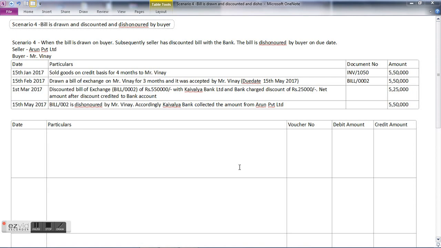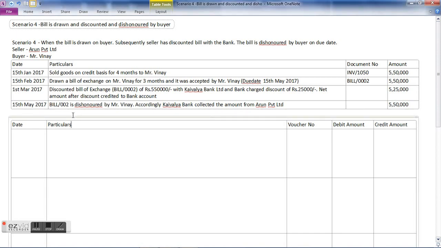Then on 1st March, discounted bill of exchange. What Arun has done is he has discounted the bill of exchange with Kaivalya Bank, and the bank has charged a discount of 25,000, and the net amount after discount has been credited to his bank account. On the due date, that is 15th May 2017, this bill is dishonored by Mr. Vinay, but since it was discounted with the bank, Kaivalya Bank tried to collect the bill from Mr. Vinay. When he was unable to pay, it collected the amount from Arun Private Limited. So these are all the transactions.